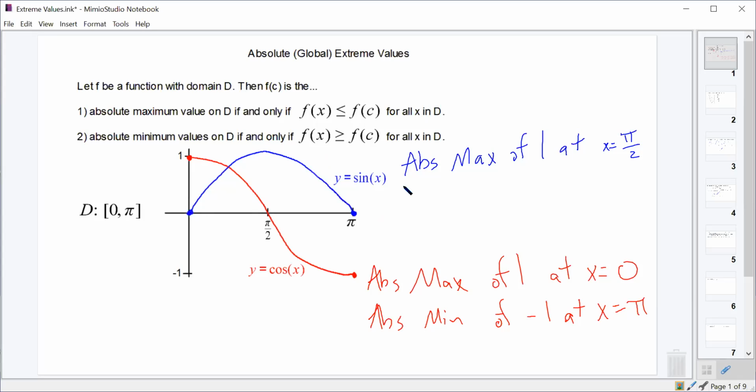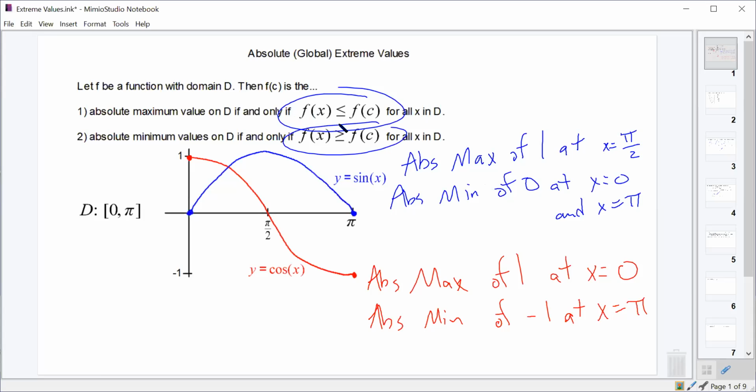Right, just about the sine function. 0. Okay, does it have an absolute max of 0? It certainly hits 0 twice, doesn't it? And that's okay. It has an absolute, I wrote max there, I'm going to fix that in a second. I don't know why I wrote max. It has an absolute min of 0 at x equals 0 and at x equals pi. And it's okay for the minimum value to occur at multiple places. That's why I would say these inequalities here with the or equal to.